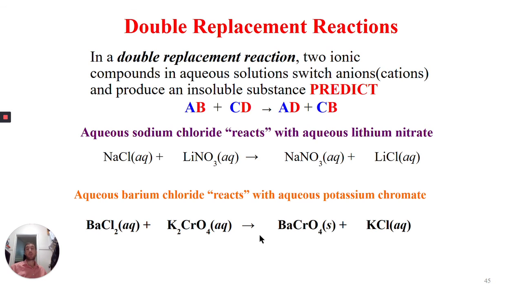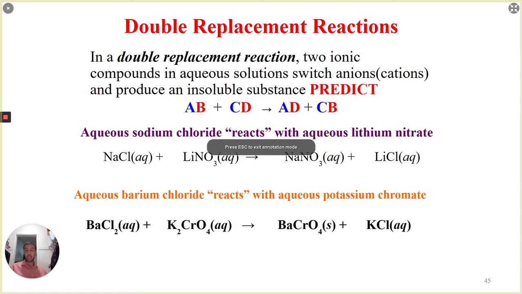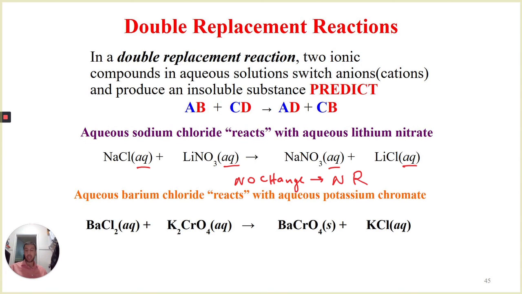Okay? So what we're looking for is the change in phase, because the change in phase is something that we're expected to include in our equation. And that change in phase is conveniently located in the parentheses after each one. So if we take a look at that first reaction, aqueous all the way through, there is no change in phase. If there is no change in phase, there is no reaction. No chemical reaction has occurred.